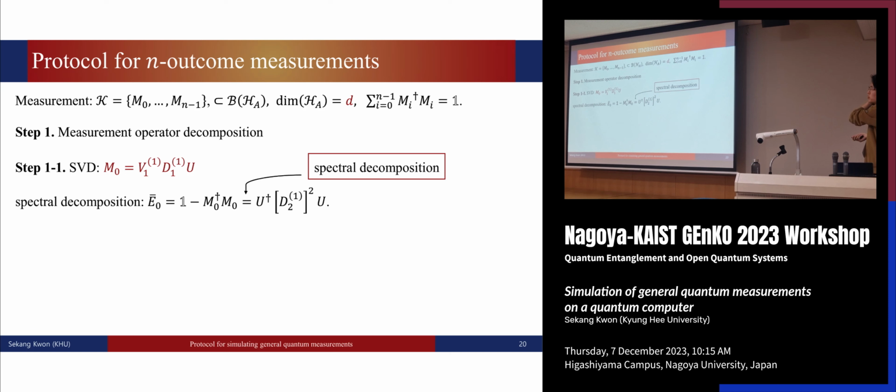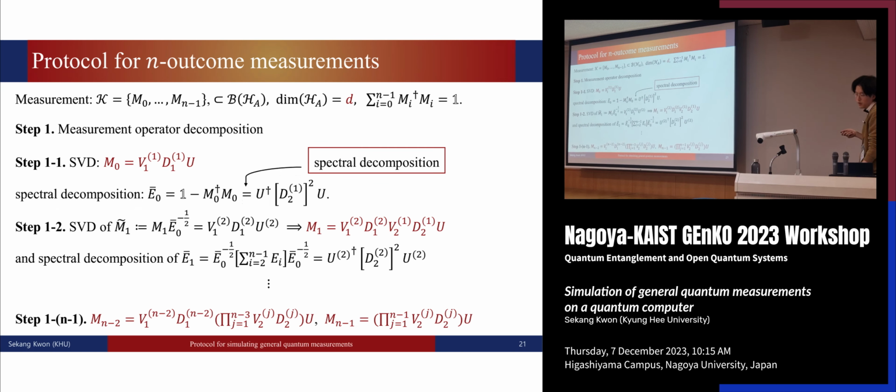Yes, so let's move on to the N-outcome measurement protocol. Here we are given an N-outcome measurement in a Kraus representation. Step one is measurement operator decomposition. At first, step 1-1, we do a singular value decomposition of M0 like this, and a spectral decomposition of E0 bar like this.